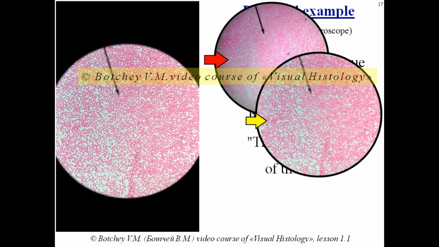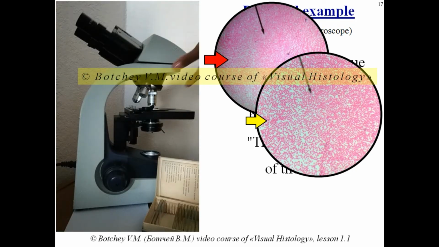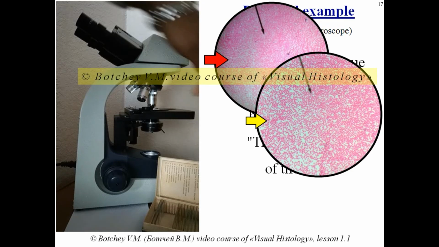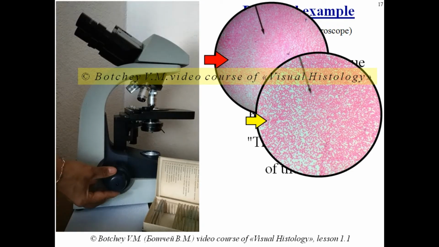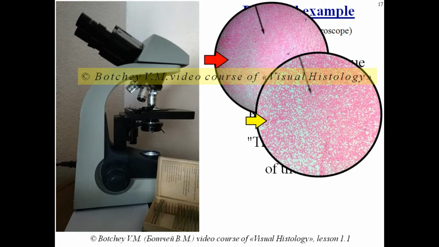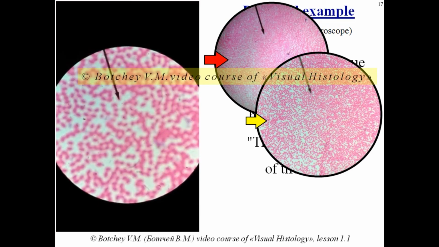Step 3. With the revolver, set the objective of high magnification. Looking through the ocular and working with the fine adjustment knob, we get a focused image with a short movement and evaluate the result. Make a more clear image.